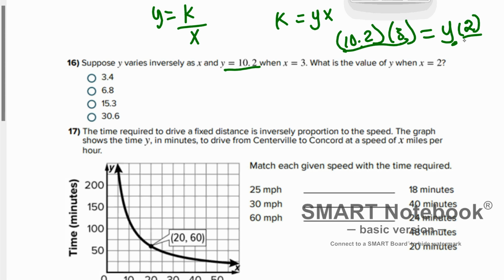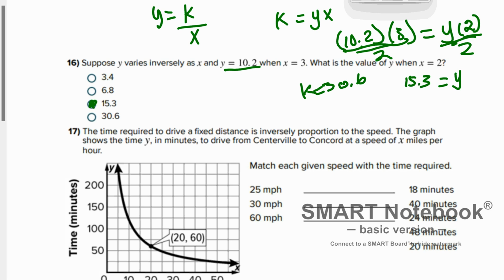So you can set those equal to each other, divide by 2. So 10.2 times 3 equals whatever, 30.6. So k equals 30.6. In this case, it should equal 30.6 as well. So I divide that by 2. So that y is 15.2, or 15.3, sorry.